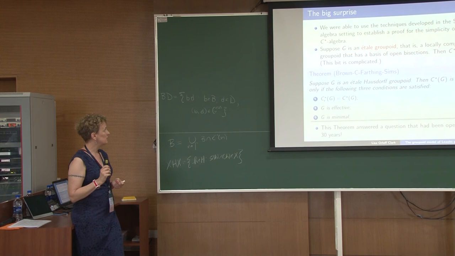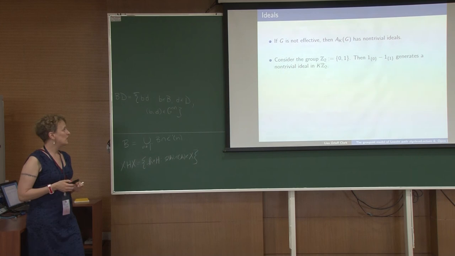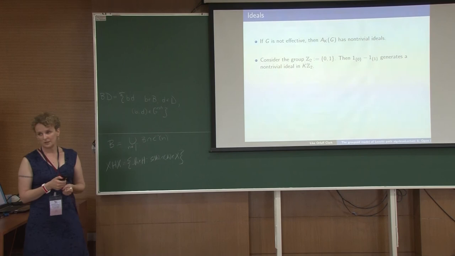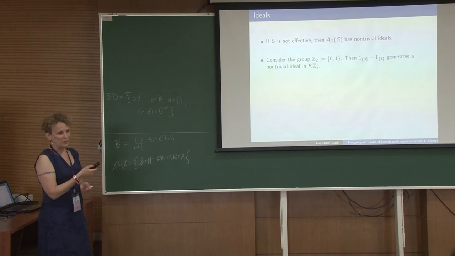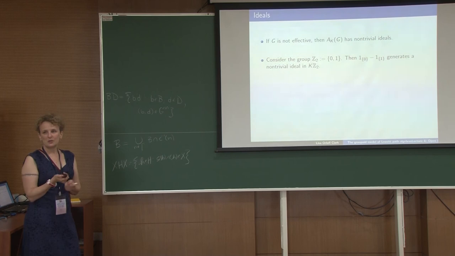Back to the purely algebraic setting. So now let's think about when it's not simple. We know two things can go wrong. It can be not effective, or you can have open invariant subsets of the unit space. And I think it's pretty clear that if it's not effective, then you get non-trivial ideals. So for example, a very simple example, it's not simple. That's the whole point. If you take just a group with two elements, then this generates a non-trivial ideal. So a group that's non-trivial is not effective. We're thinking of it as a discrete group.